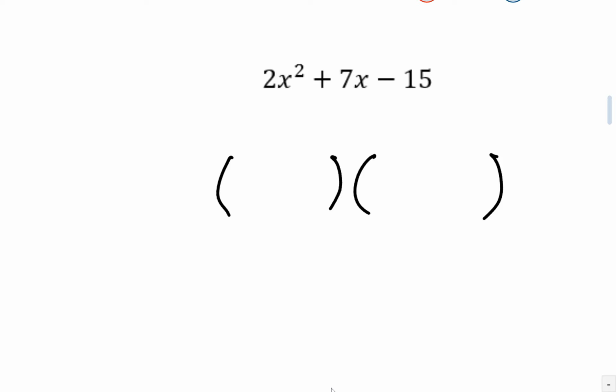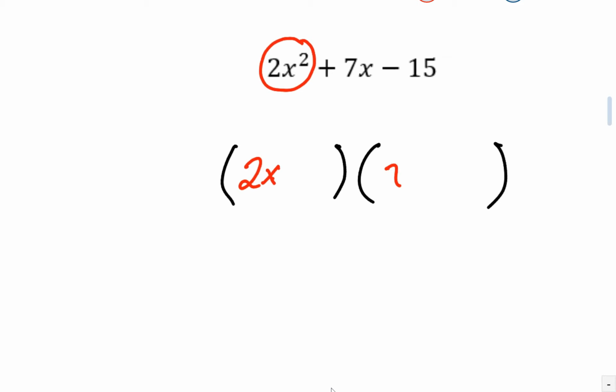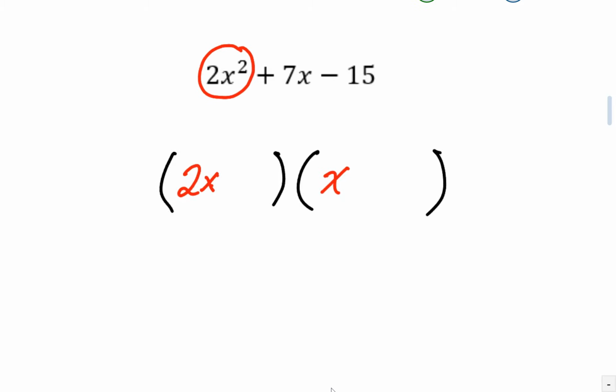So I always like to start with the first term. I got 2x. Now luckily 2 is prime, so there's only one possibility for what's going to multiply to 2x. And that possibility is going to be 2x and 1x. Now for the last term, it has to multiply to 15. Well, now we have some options. We know 1 and 15 works. And we know 3 and 5 works.